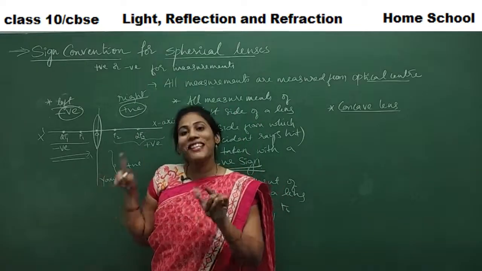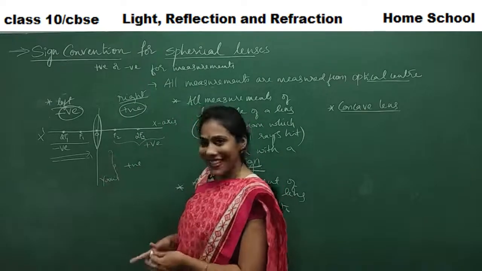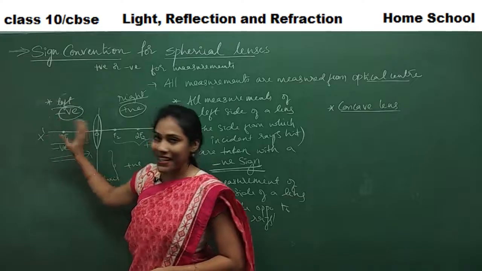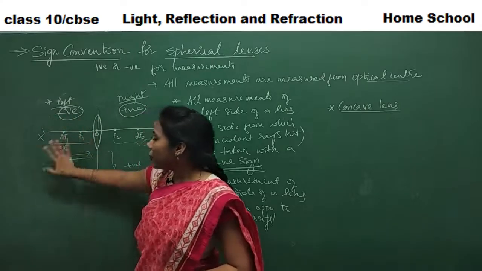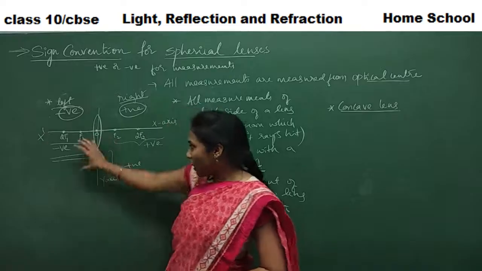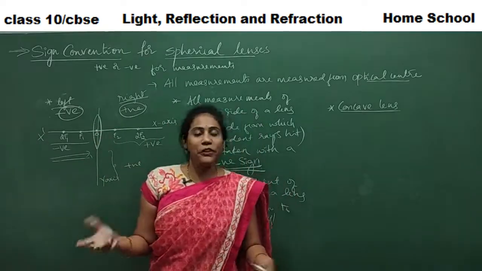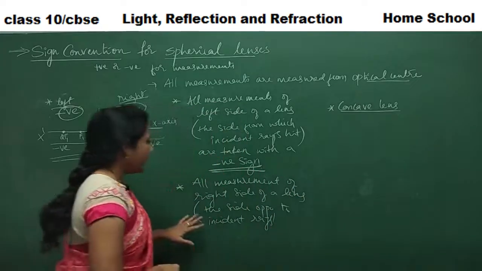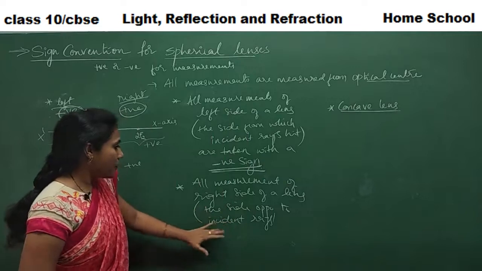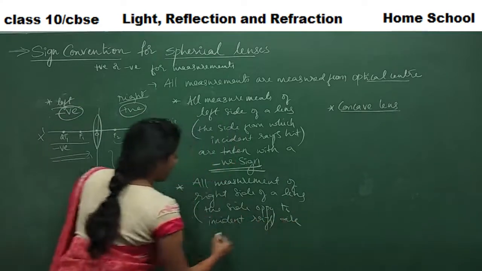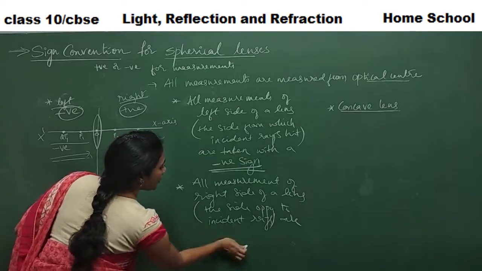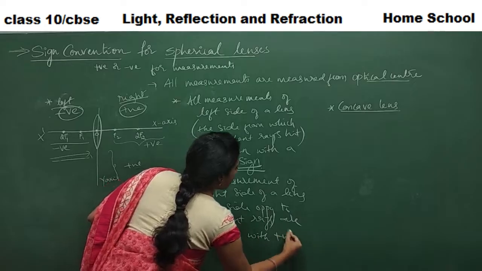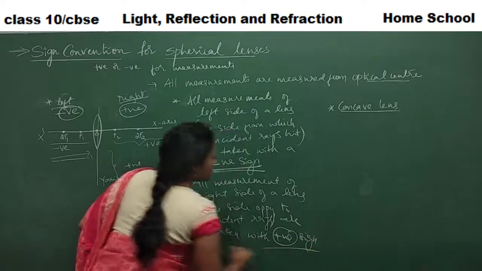If you feel this also is difficult to remember, then you can say that, anyway, incident rays will come from this side. The side where incident rays come, whatever measurements that you are doing there are considered with a negative sign. The opposite side is considered with a positive sign. Okay, there are 3 tricks for you. Any trick you can remember, right? Fine. So what did I write? The side opposite to incident rays is taken with a positive sign.